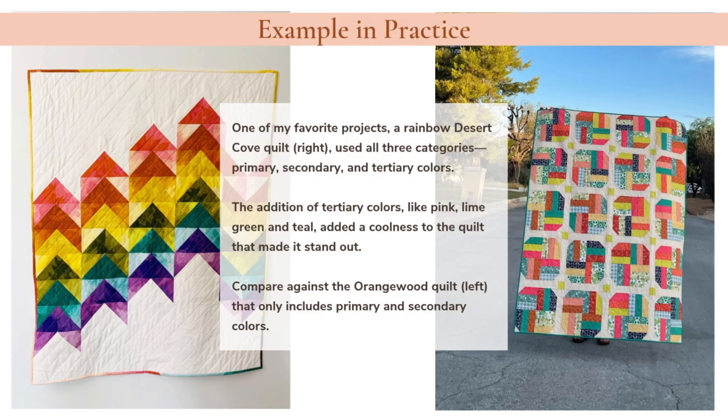And so now compare that against the orange wood quilt on the left side of the screen that only includes the primary and secondary colors of a Roy G. Biv kind of fabric pull.